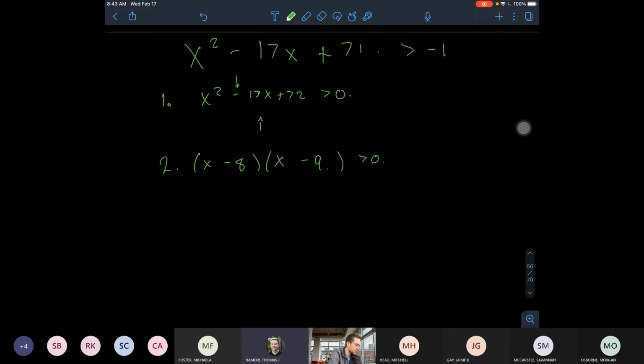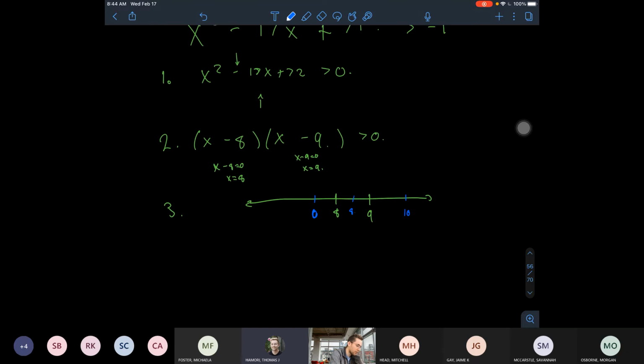And then the next step would be to put these on a number line. We'd put 8 and we'd put 9, because those are the corresponding zeros. The zeros are whatever we plug in for x to make this 0. x minus 9 equals 0 means x is equal to 9. So we plot our zeros on our number line, and now we pick a test point from each region. I'll pick 0 just because that's easy to plug in, then 10, and in the middle, 8.5.